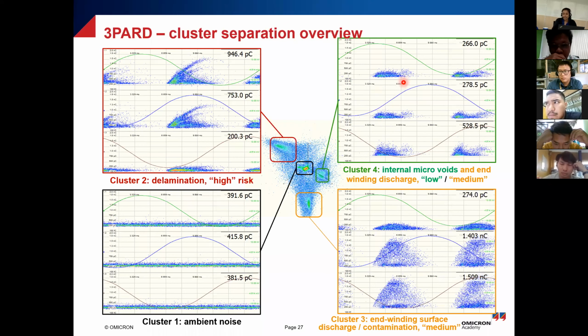The AI is actually doing the same thing. So it'll calculate the probability of different patterns, and it will see, okay, I have maybe 80% probability of it being a void, and then there is some probability that there is end-winding discharge as well. So we have now this pattern classification, which really helps in giving you an idea.